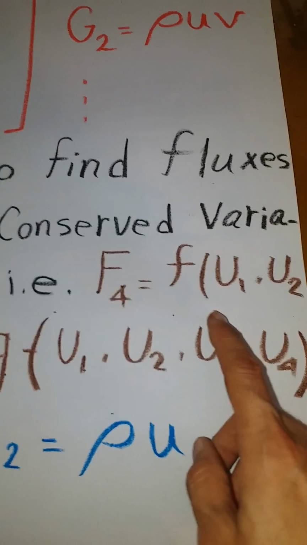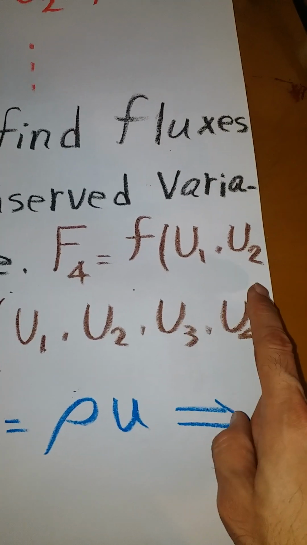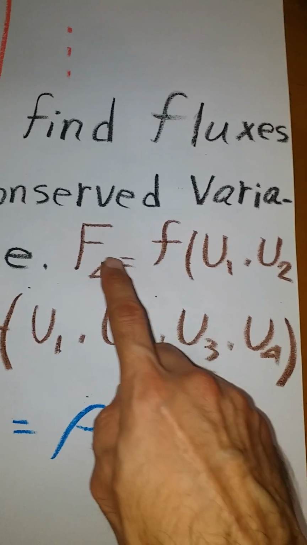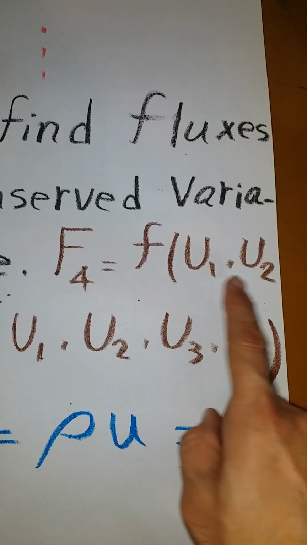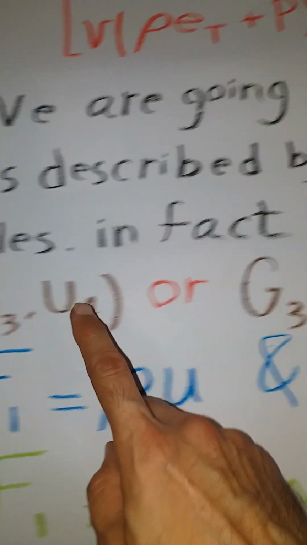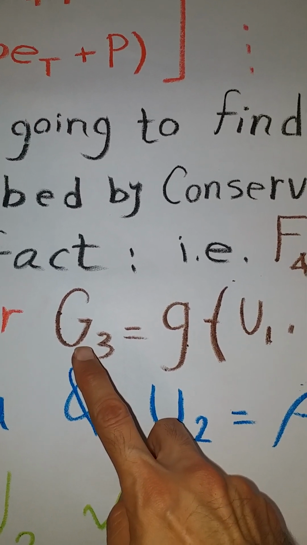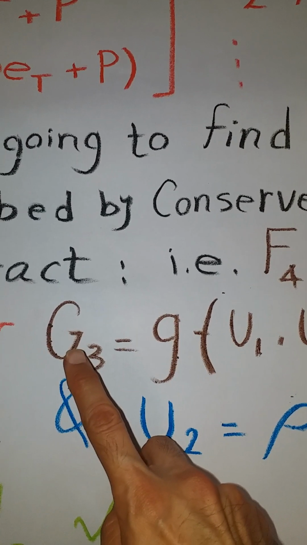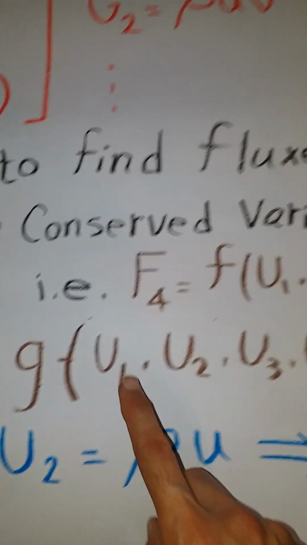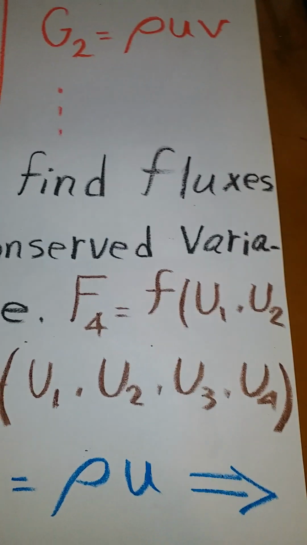We are going to write any of the flux elements in description in U, in conserved variables. For example, F4 as a function of U1, U2, U3, and U4. Or for example, G3 flux, the third element of G flux in Y direction. As a function, we are going to find the G function, for example, of variables U1, U2, U3, and U4.